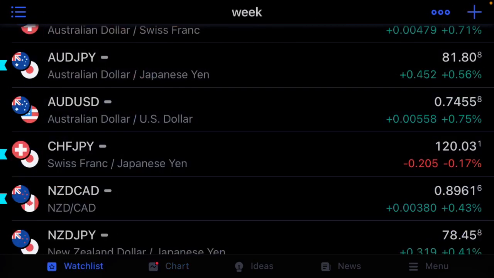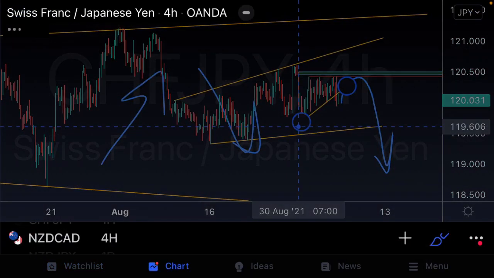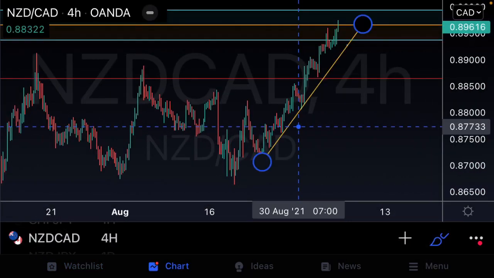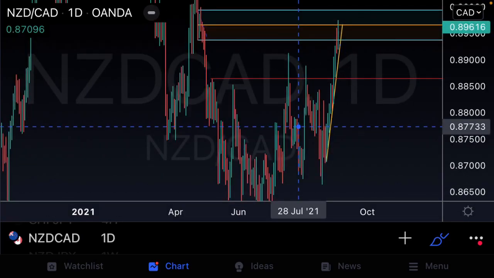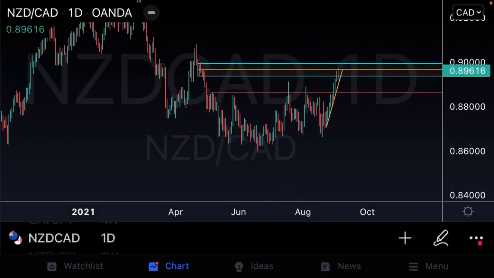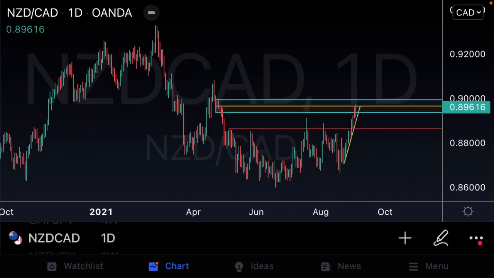So let's go on to the next pair and final pair that we're going to have a look at, guys, and that is our New Zealand dollar CAD. With our New Zealand dollar CAD, I also want us to think about and reference our bias that we have on AUDCAD. Before we get into things here on New Zealand dollar CAD, we do have a nice, beautiful bullish bias on AUDCAD. So on AUDCAD, guys, we do have that bullish bias.